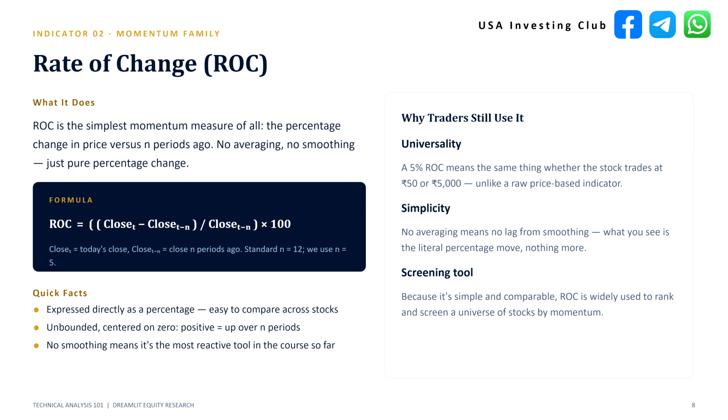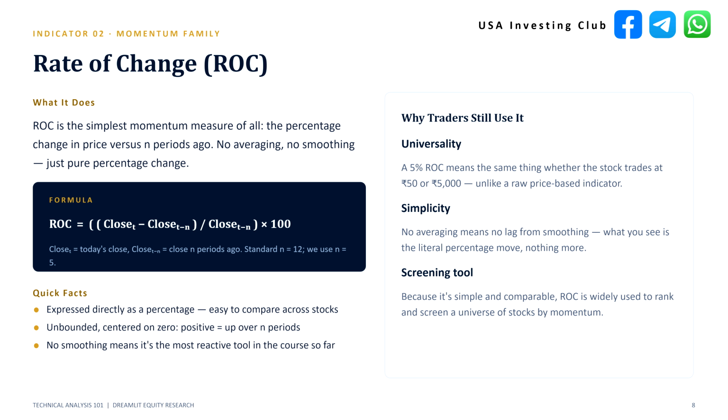Rate of change, or ROC, is the simplest momentum measure of all, the percentage change in price versus n periods ago. No averaging, no smoothing, just pure percentage change. Here's the formula. ROC equals the quantity current close minus the close n periods ago, divided by the close n periods ago, times 100. The standard look back is 12 periods. We'll use 5 for our hand-worked example.